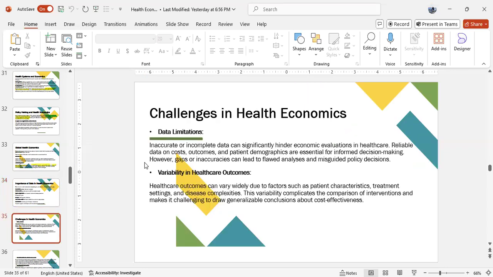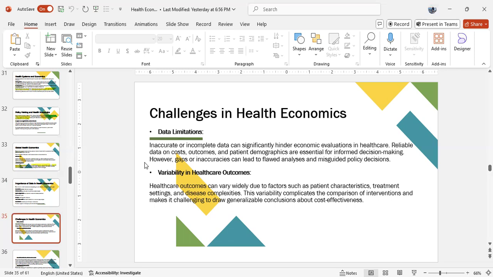Moving forward to challenges in health economics. First of all, there is data limitation. Inaccurate or incomplete data can significantly hinder economic evaluations in healthcare. Reliable data on costs, outcomes, and patient demographics are essential for informed decision making. However, gaps or inaccuracies can lead to flawed analysis and misguided policy decisions.